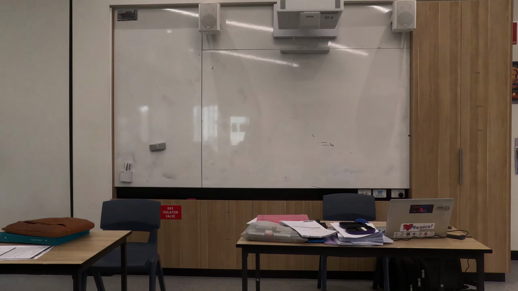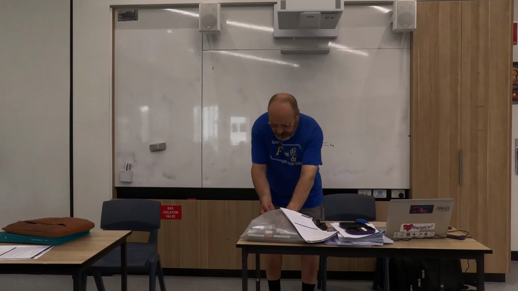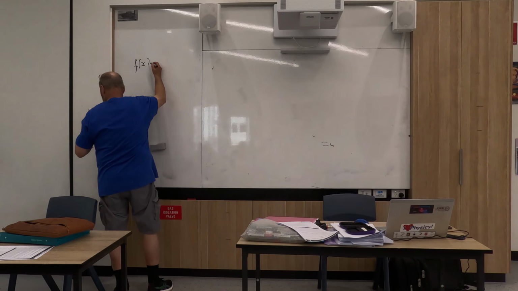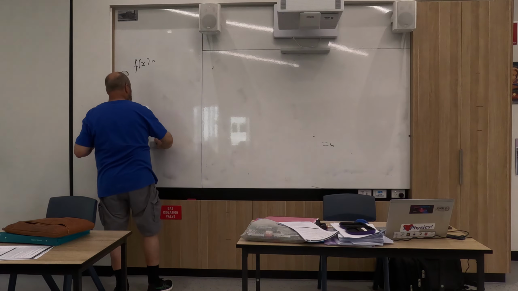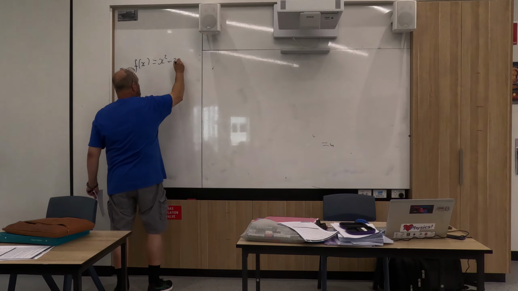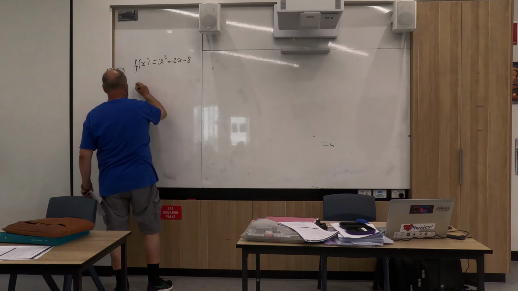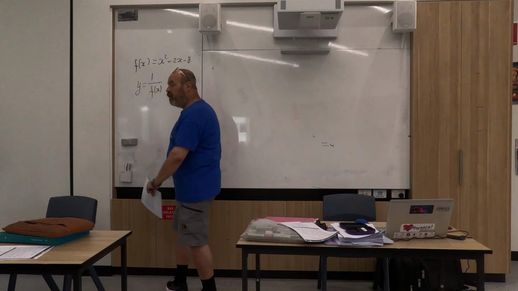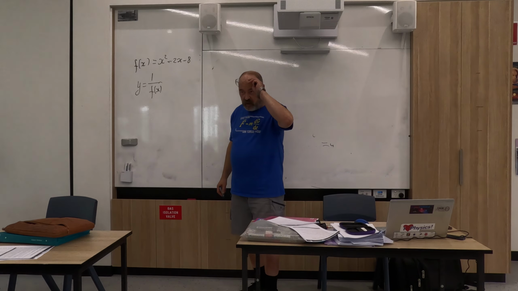So, today we're looking into graphing the reciprocal function. What does that mean, reciprocal function? If we have, for example, the function y = f(x) equal to x squared minus 2x minus 8, and we need to sketch a graph y equals 1 over f(x). So that is what reciprocal means, 1 over.